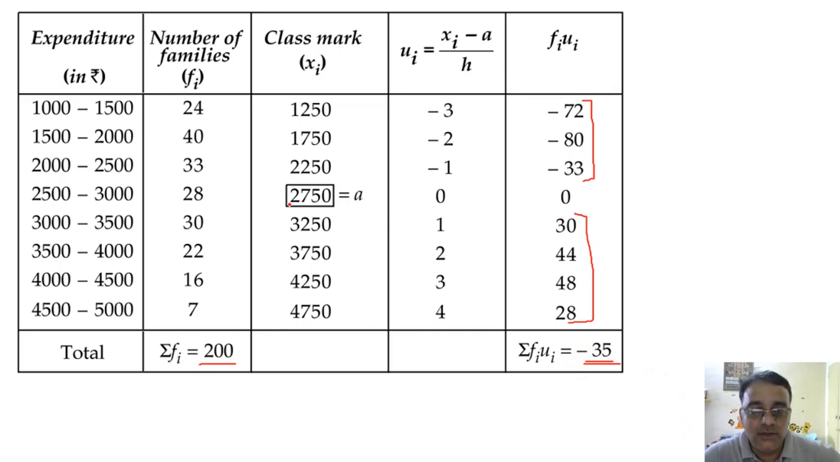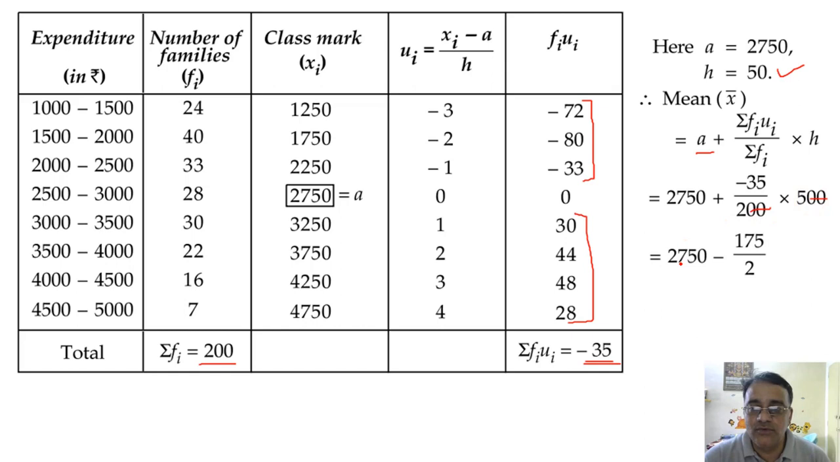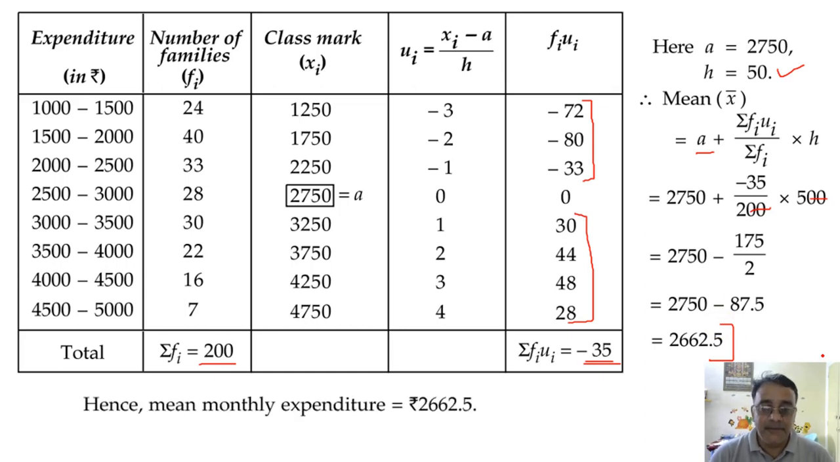Now what is A? 2750 and H is 500, that we are going to write here, and we have to write the formula also. This is the formula. A is 2750 plus -35 upon 200 into 500. So here we can cancel this, right? So 2750 minus 175 by 2. So divide then subtract. 87.5 subtract, so we get the final answer 2662.5. Hence, mean monthly expenditure is equal to rupees 2662.5. Any doubt here?